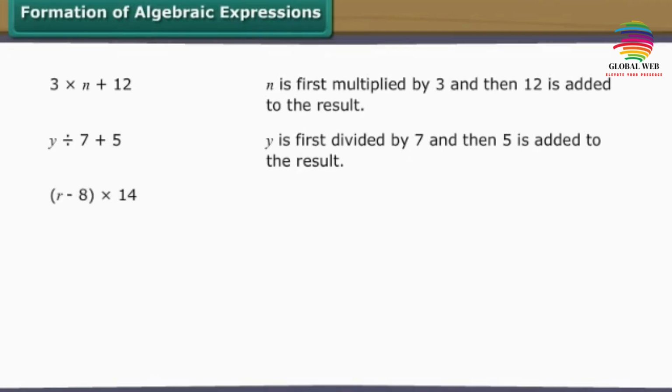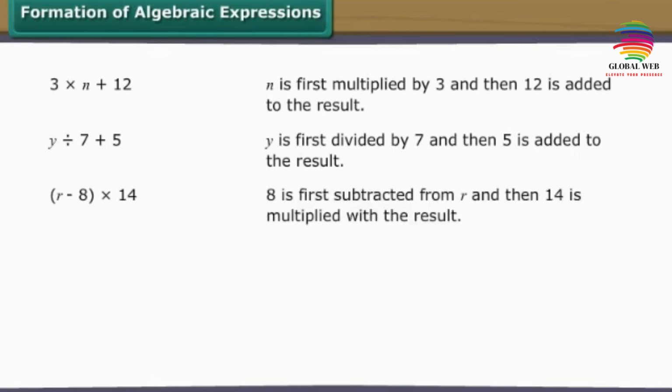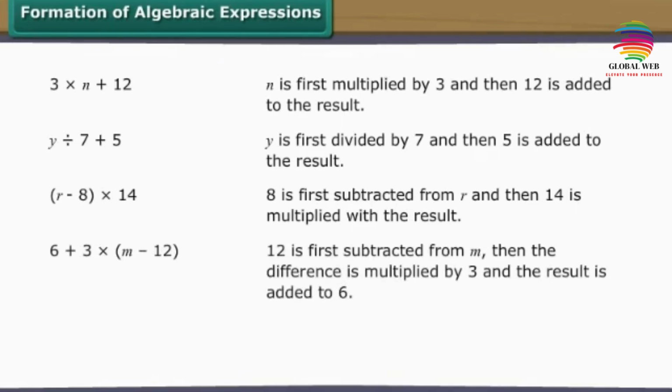Bracket starts r minus 8 bracket closes into 14: 8 is first subtracted from r and then 14 is multiplied with the result. 6 plus 3 into bracket starts m minus 12 bracket closes: 12 is first subtracted from m, then the difference is multiplied by 3 and the result is added to 6.